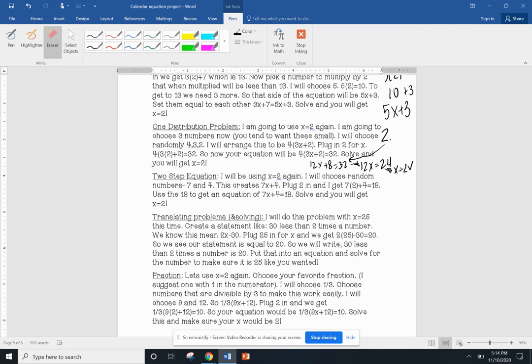Now, once again, I'm going to plug my 25 in, and I get 2 times 25, which is 50, minus 30 equals 20. So I got that. So we know that that statement, 30 less than 2 times a number, when I want the answer to be 25, gives me an answer of 20. So I'm going to say that statement is equal to 20. So we write 30 less than 2 times a number is 20. Put that into an equation and solve for that number to make sure it is 25 like you wanted it to be. So that'd be 25 as our x value.